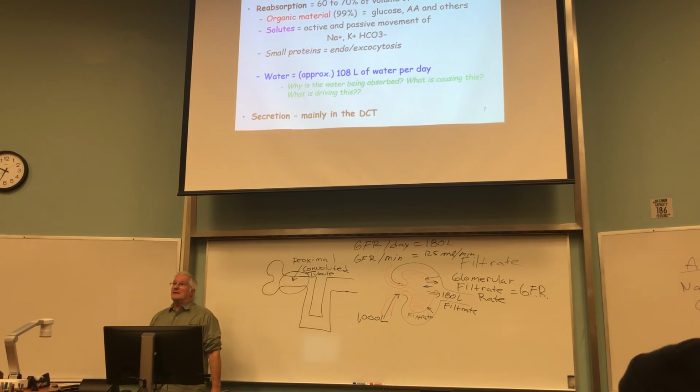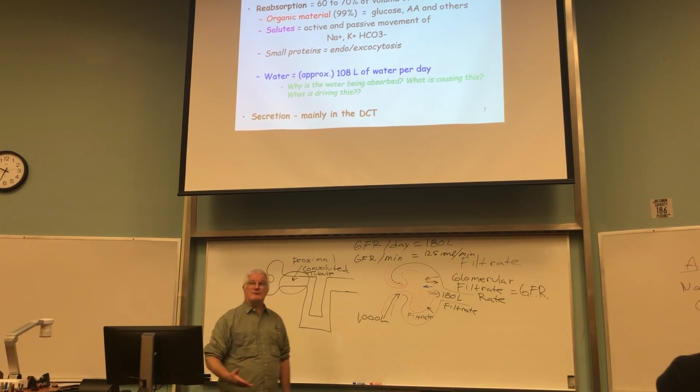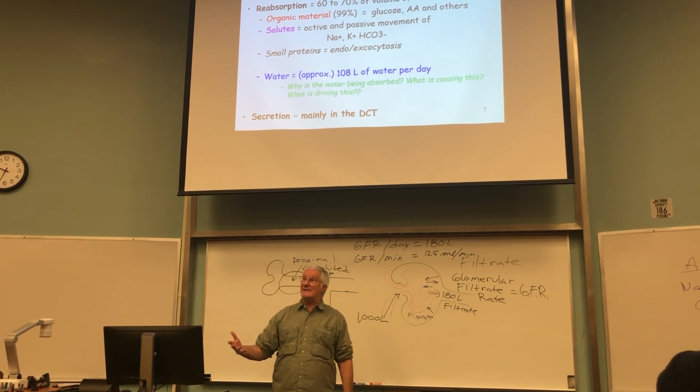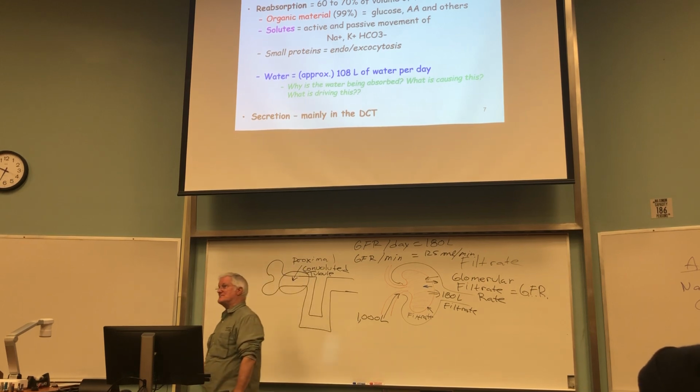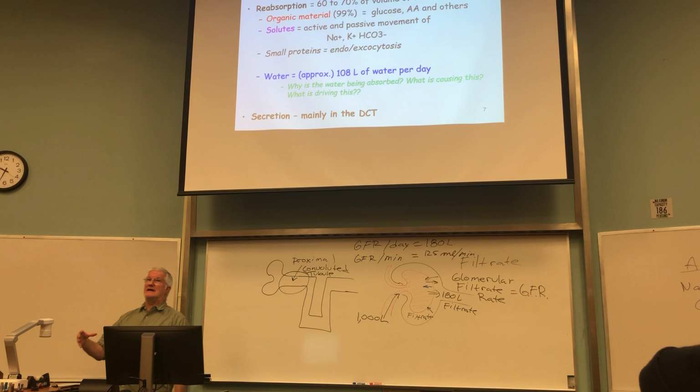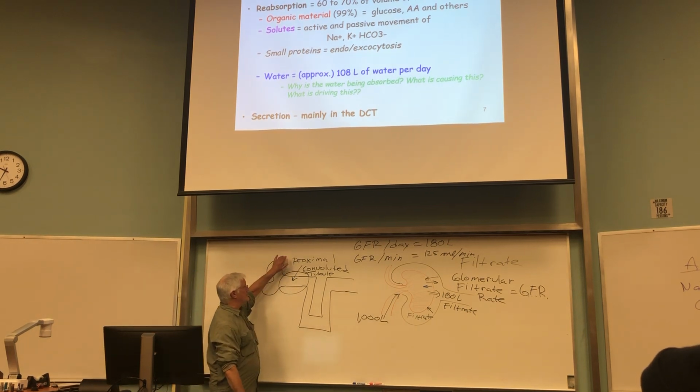So of that 180 liters, obviously I don't create 180 liters of pee a day. I need to reabsorb as much of that as possible, as fast as possible. So the majority of our reabsorption takes place right off the bat, right after we're done filtering it, in the region known as the proximal convoluted tubule, otherwise known as the PCT.